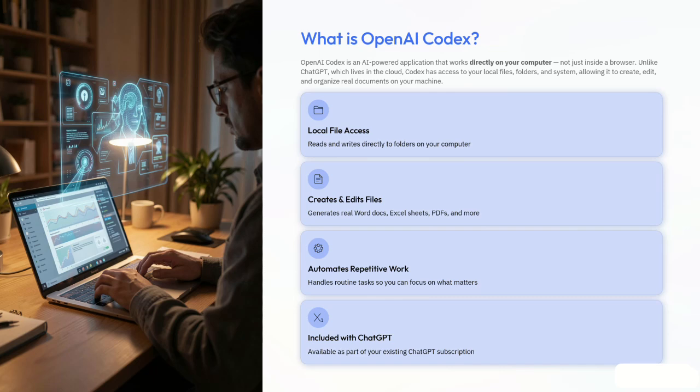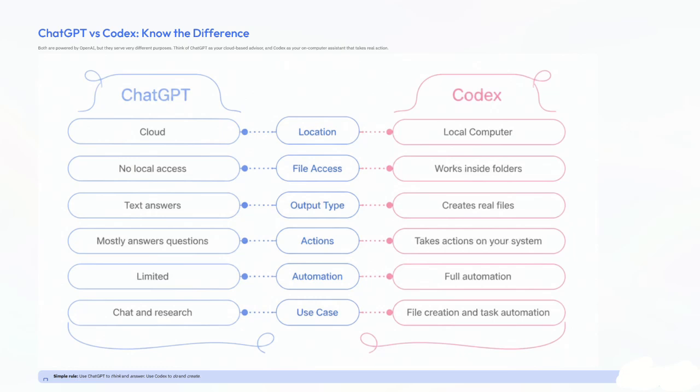Okay, so the biggest benefit is automation. Instead of manually performing repetitive tasks every day, Codex can handle them automatically. And the best part I love about this tool is that it is included with your ChatGPT subscription. So if you already have access, you don't need to purchase a separate product. Okay, so this is all about OpenAI Codex. Let's go ahead. Now let's see the key difference between ChatGPT and Codex.